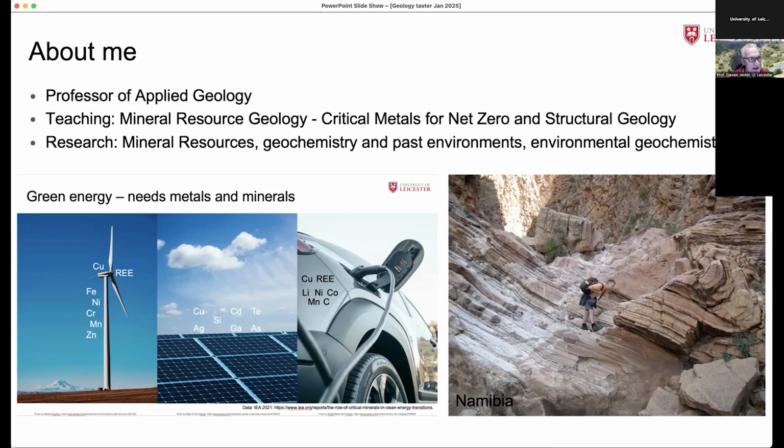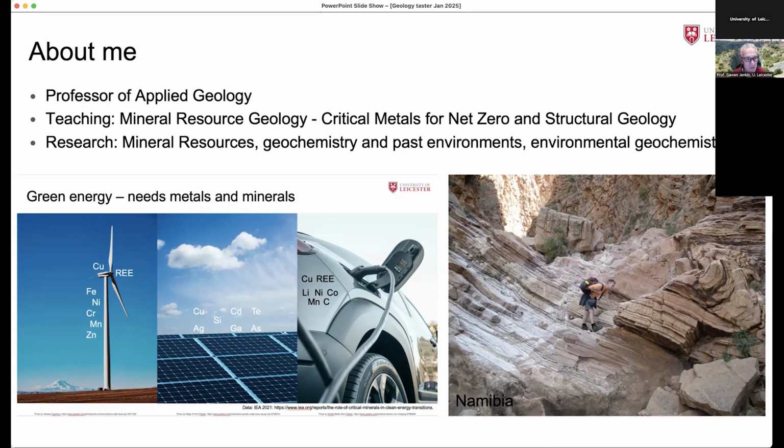So we need a whole load of metals to build things like wind turbines, solar panels, batteries for electric cars. And we're going to need these metals, some of which we haven't mined before, and all of which we're going to need in much greater quantity than we've previously been mining them. So the question is, how are we going to find them? And it will come down to some of you perhaps. And how can we get them without making more of a mess of the planet than we already have?